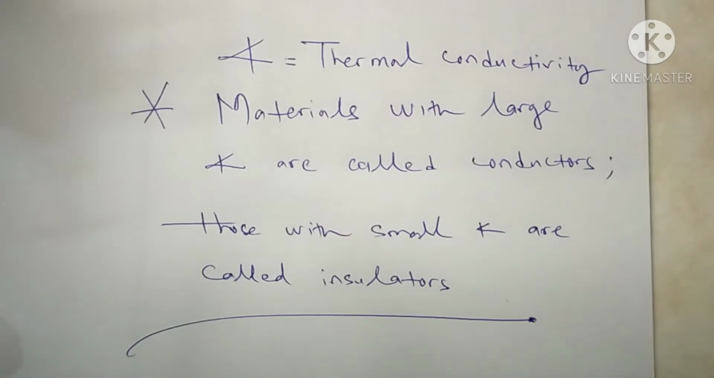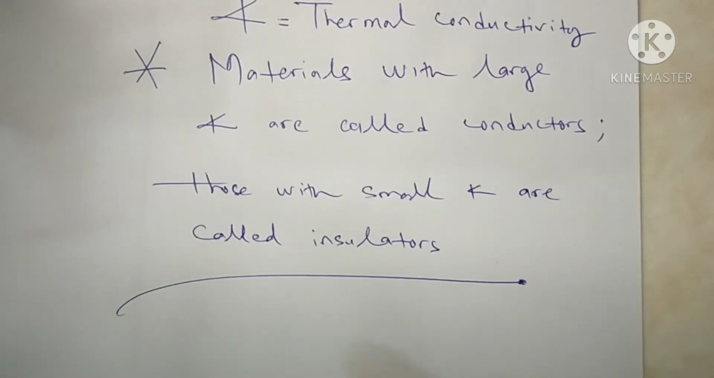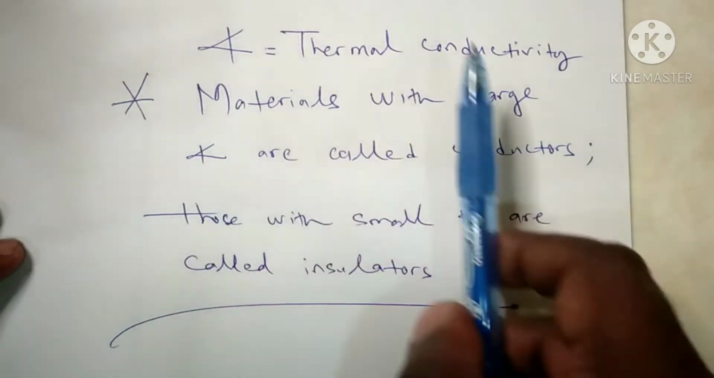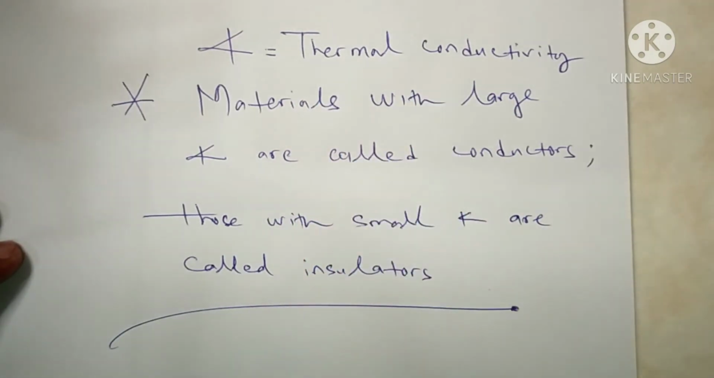For thermal conductivity, materials with large K are called conductors. Those with small K are called insulators. This is a very important point. You have to know better what K, or thermal conductivity, is about.